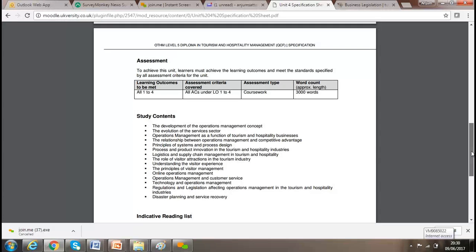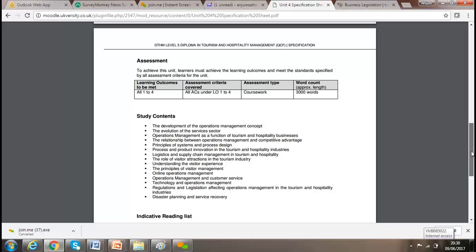Management as a function of the tourism and hospitality industry, what is meant by tourism and travel and the tourism industry and hospitality, and how big an industry it is, which we already discussed. The relationship between operation management and competitive advantage. We discussed innovation in the tourism and hospitality industry. We did discuss logistics.